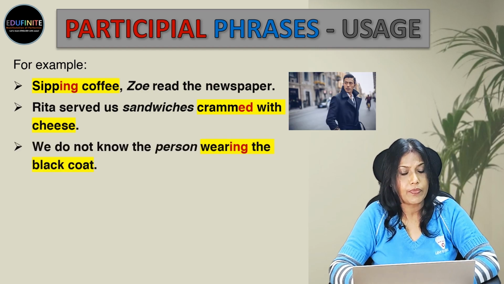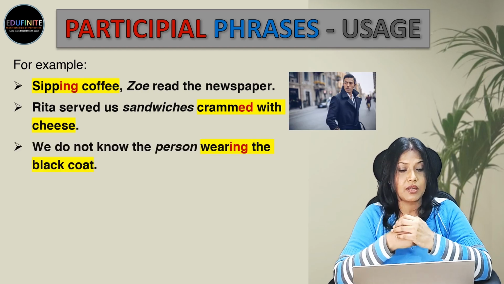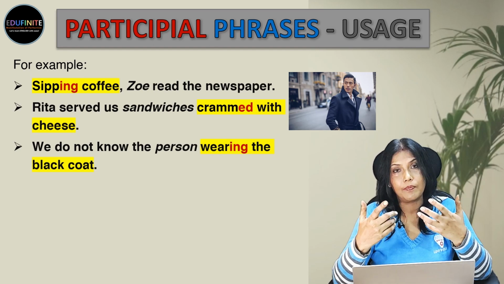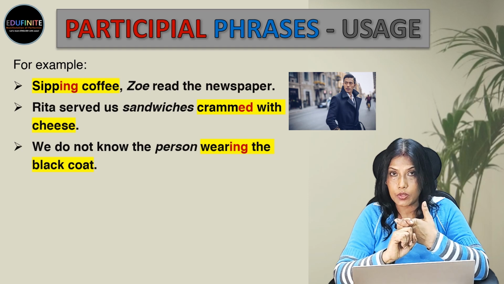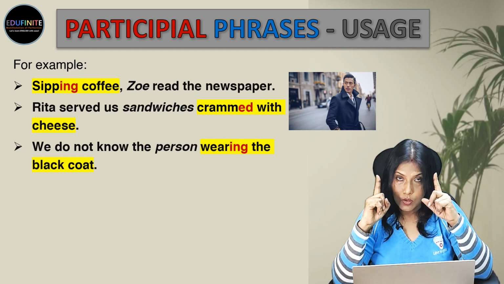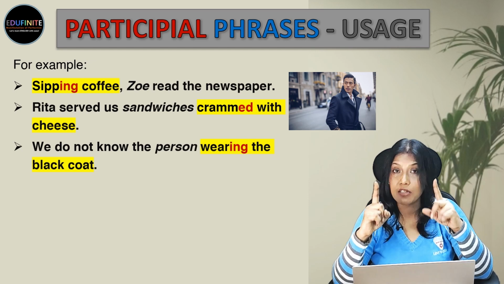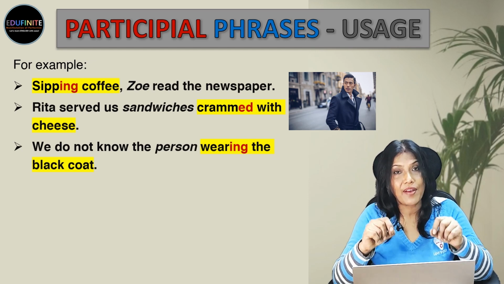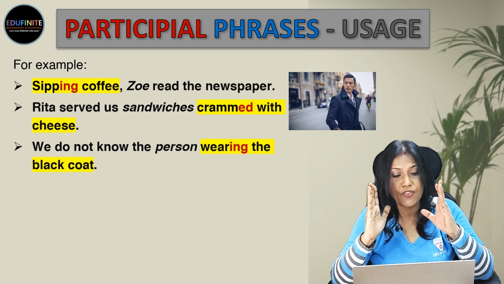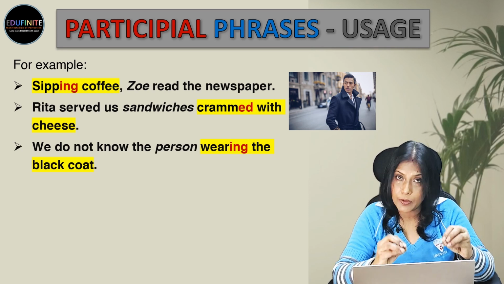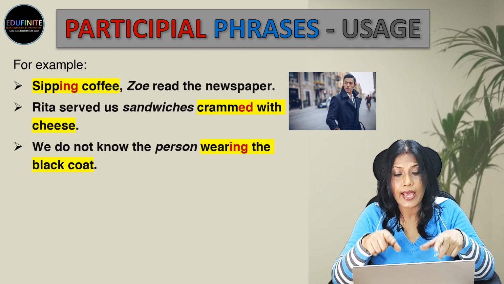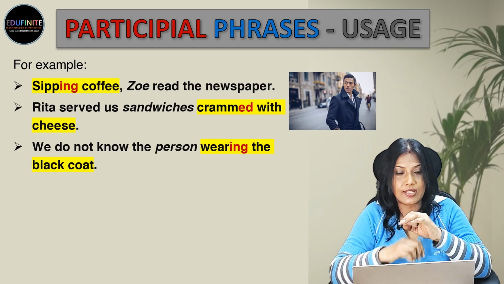Okay, the next one. We do not know the person wearing the black coat. So, which person? Wearing the black coat. So, that's the description of the person wearing the black coat. So, that is the participle phrase because wearing is the present participle present in that phrase, and that phrase is telling us more about the noun person. So, person is a noun, hence this is acting as an adjective.